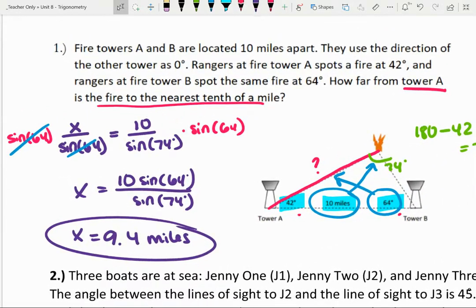So this first example was a little bit tricky because it didn't seem to quite fit the criteria for our law of sines or our law of cosines. But knowing what we know about triangles and knowing the relationship between the angles allows us to set this up to use the law of sines.